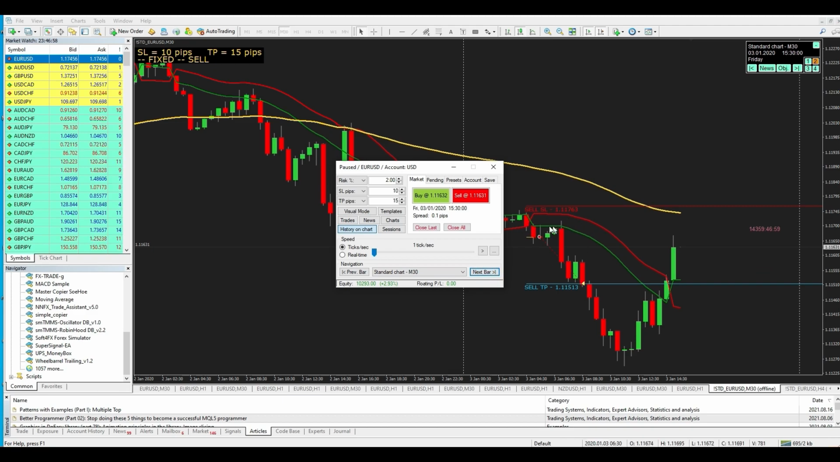So some people use the SSL channel like an exit indicator, but from my experience, it's much more profitable if you just use fixed risk reward.